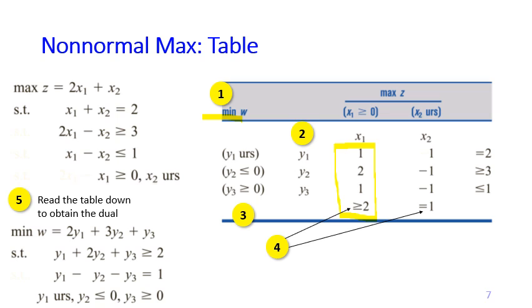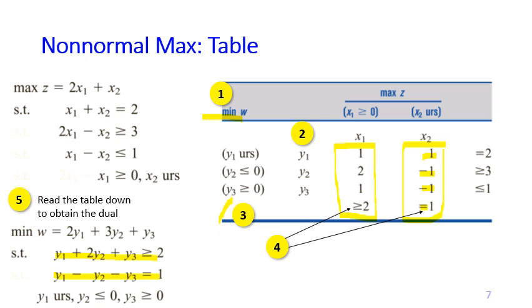1y1 plus 2y2 plus 1y3 greater than or equals to 2. That's the first constraint. Second constraint, do the same thing. y1 minus y2 plus y3 equals 1. So that's the second constraint.